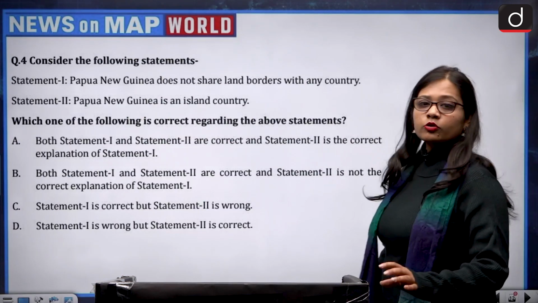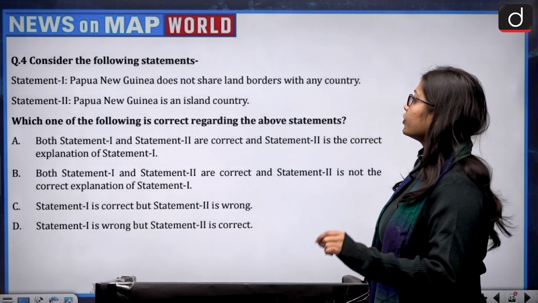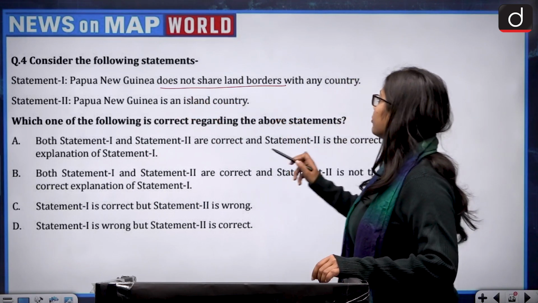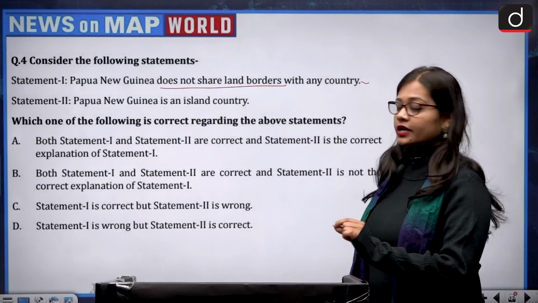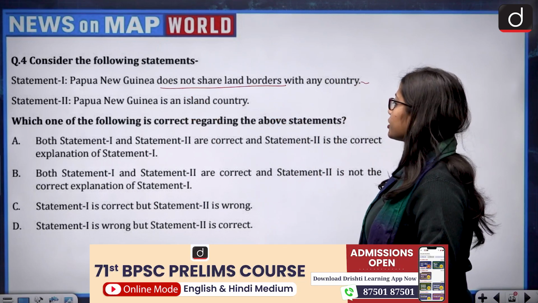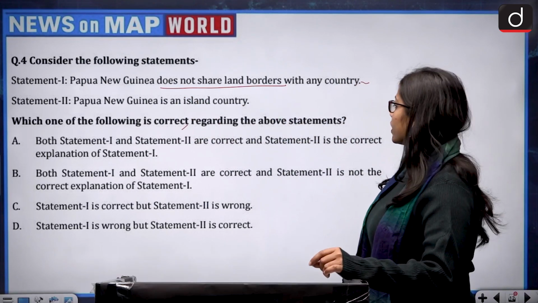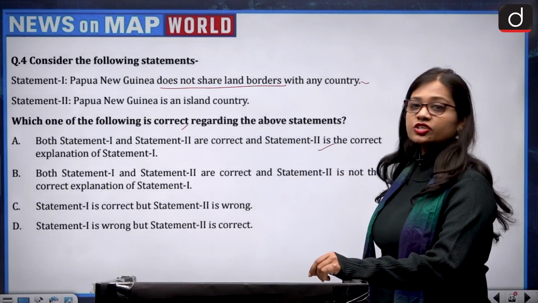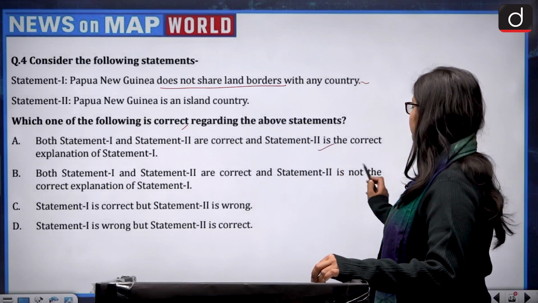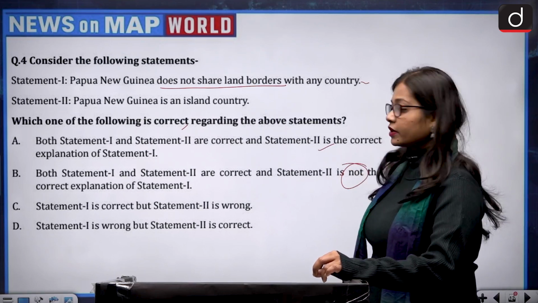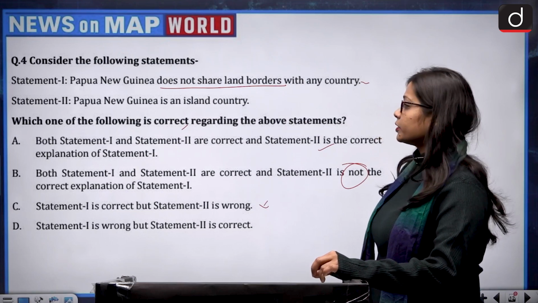So now let us talk about this question. Consider the following statements. Statement 1: Papua New Guinea does not share a land border with any country. Statement 2: Papua New Guinea is an island country. Which of the following is correct regarding the above statements? Both statement 1 and statement 2 are correct, and statement 2 is the correct explanation of statement 1. Both statement 1 and statement 2 are correct, and statement 2 is not the correct explanation of statement 1. Statement 1 is correct, but statement 2 is wrong. Statement 1 is wrong, but statement 2 is correct.